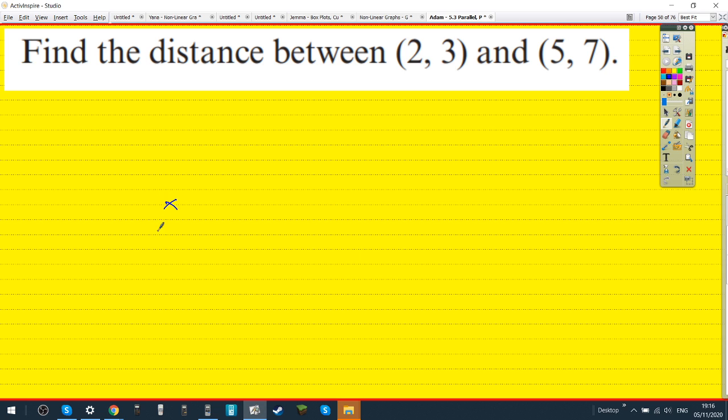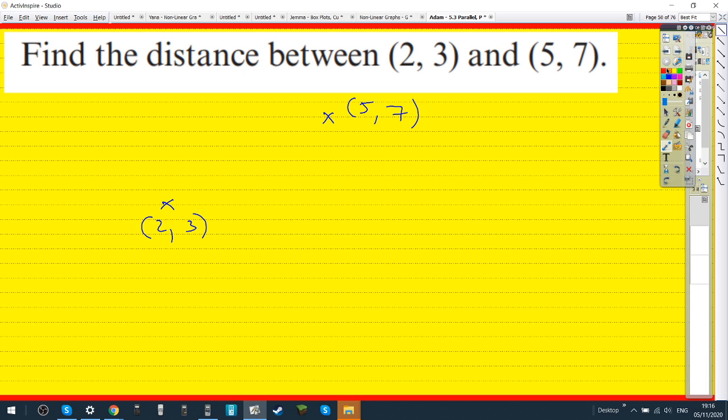So you have the point 2, 3. It's a bit across, it's a bit up. You have another point 5, 7. And they literally just want the distance between the two, which could be represented as the length of a line segment between the two.